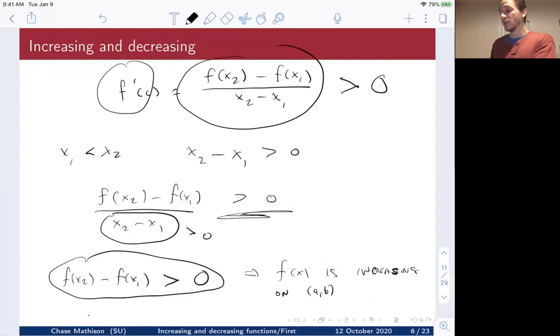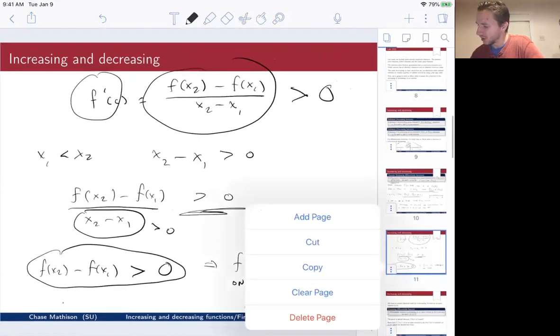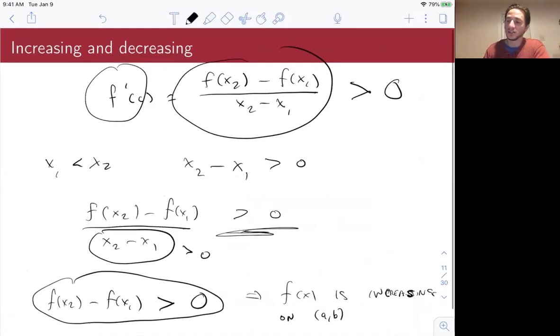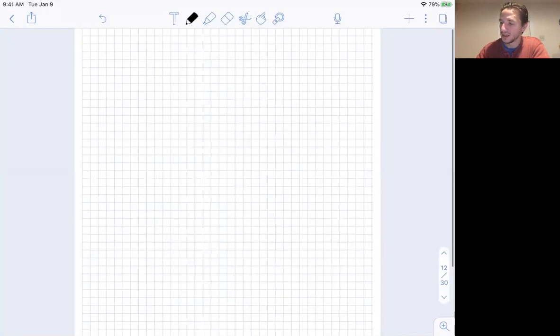Is this proof? No, you don't need to know this proof for the exam. There are very few proofs that I'm ever going to want you to be able to reproduce on an exam. There's one more part of this proof though, because we showed that if f prime is positive, that means f is increasing. But I also need to show that if f is increasing, then f prime is positive. And that is just going to rely on the definition of the derivative, okay?